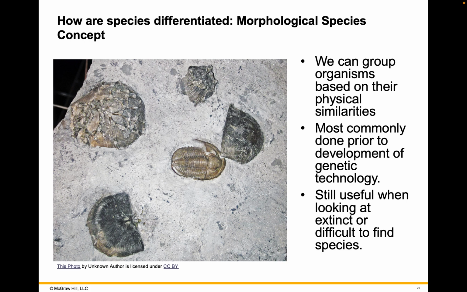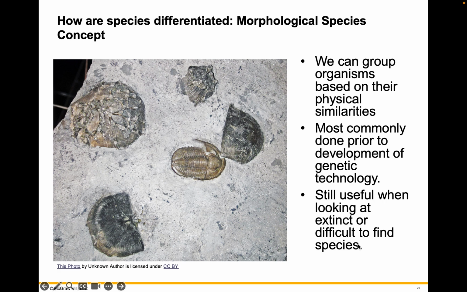How are species differentiated? Well, we have 3 different ideas that biologists are still kind of arguing over which is right. I'll explain all 3 of them here. So the morphological species concept is basically that we can group organisms based on their physical similarities. This is the way that species were grouped and described prior to the development of genetic technology and phylogenetic trees or species trees.